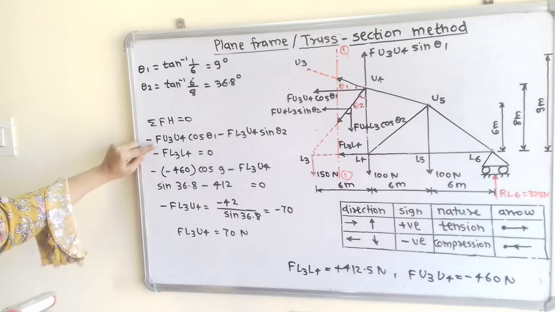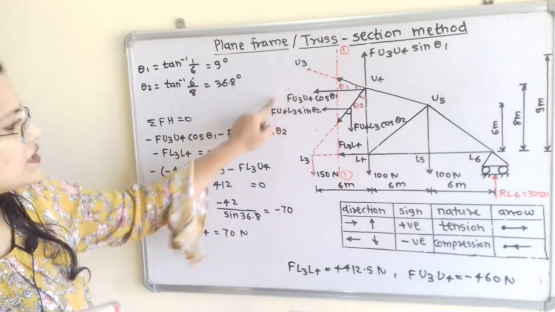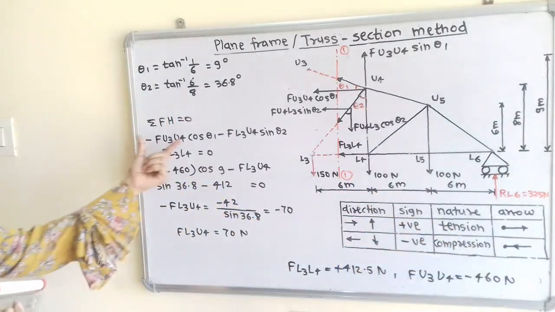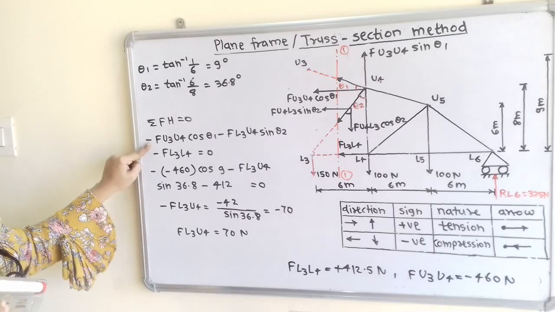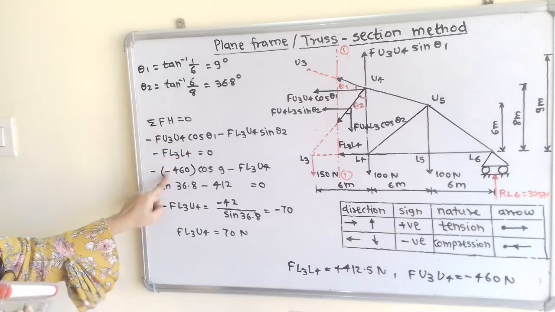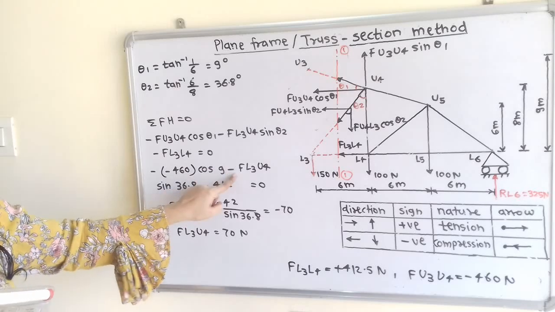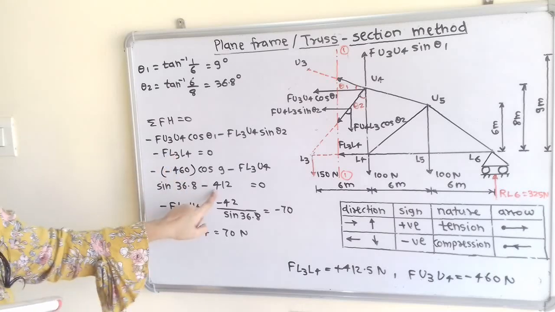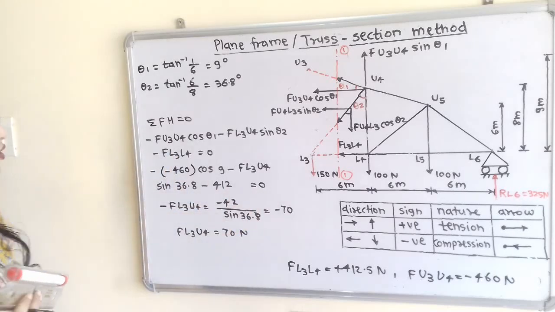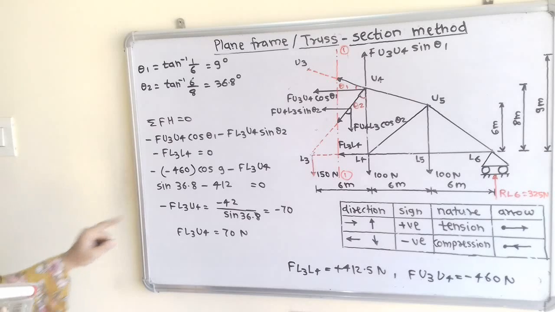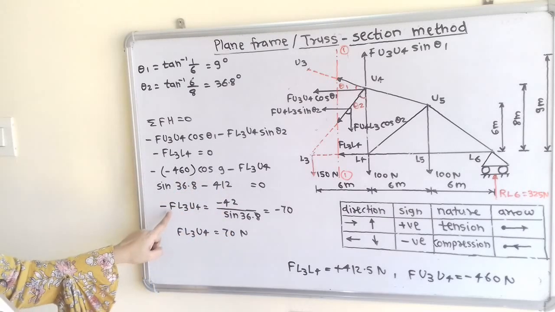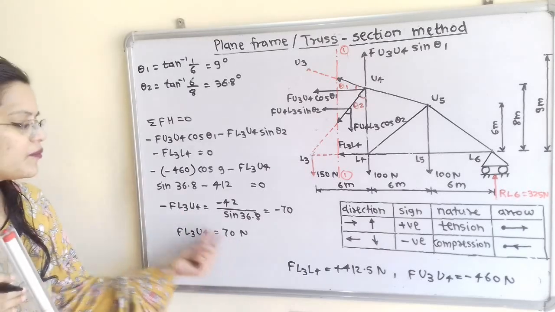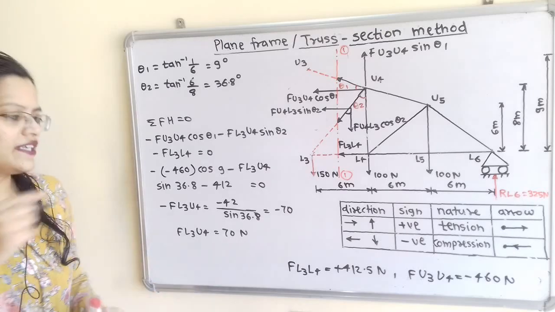So here Fu3U4, this force is having negative sign, minus 460 Newton. So we have to use as it is, that is minus, and instead of FU3U4, minus 460 cos of 9 minus FL3U4 sin of 36.8 minus 412 is equal to 0. So this minus minus will become plus, and when we solve this, then we will get FL3U4 is equal to 70 Newton. So it is with positive magnitude, so nature is tension.